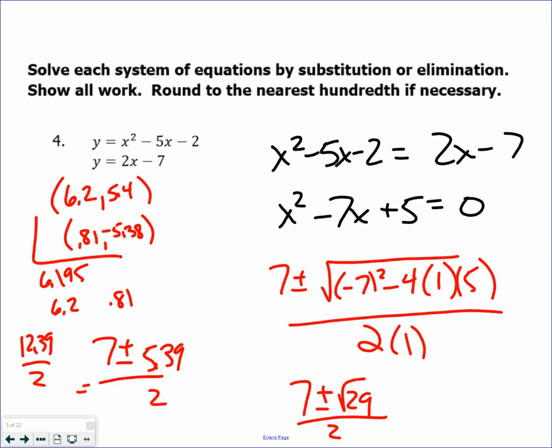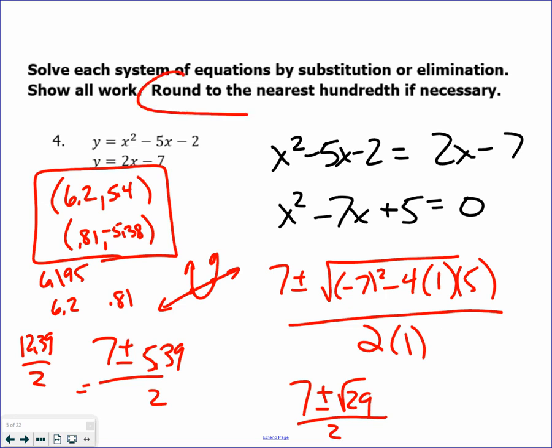So again, these are not very pretty decimals, but we're talking about a parabola and a line that's crossing in two locations, and those two locations just happen to be decimals. So understand you can round to the nearest hundredth if necessary when solving.